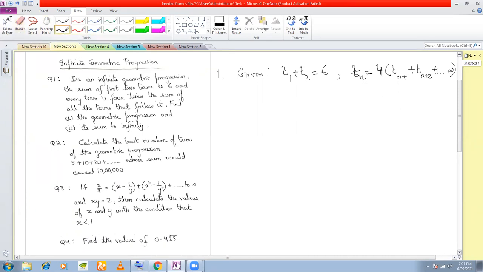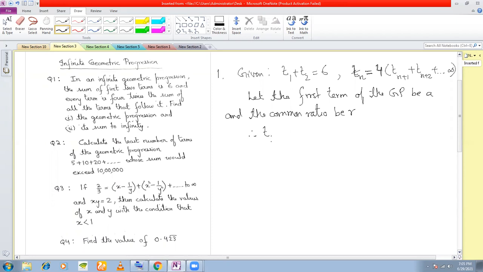Now the question is, find the GP, that is, you list down the terms of the GP, and you also have to write down the sum to infinity. So we start with the first condition, T1 plus T2. But before that, let the first term of the GP be A and the common ratio be R.